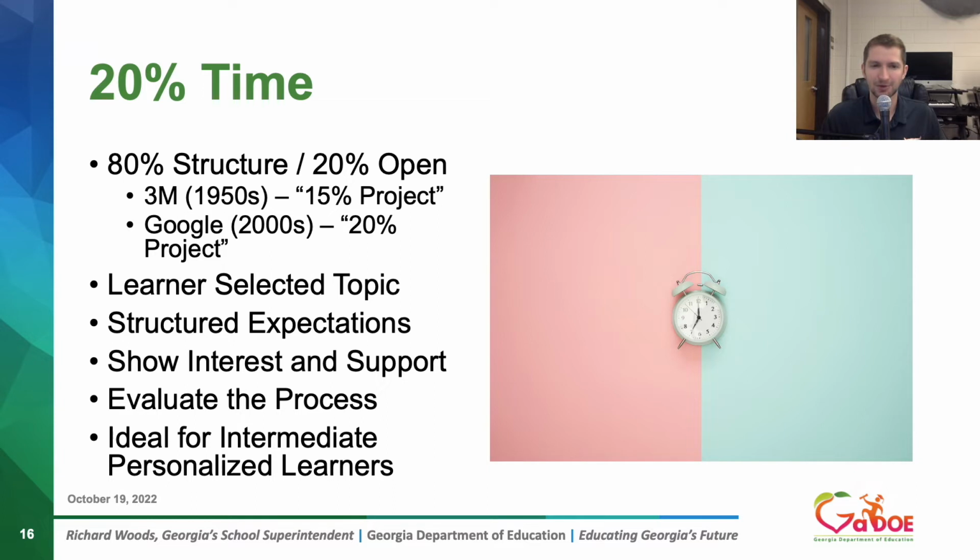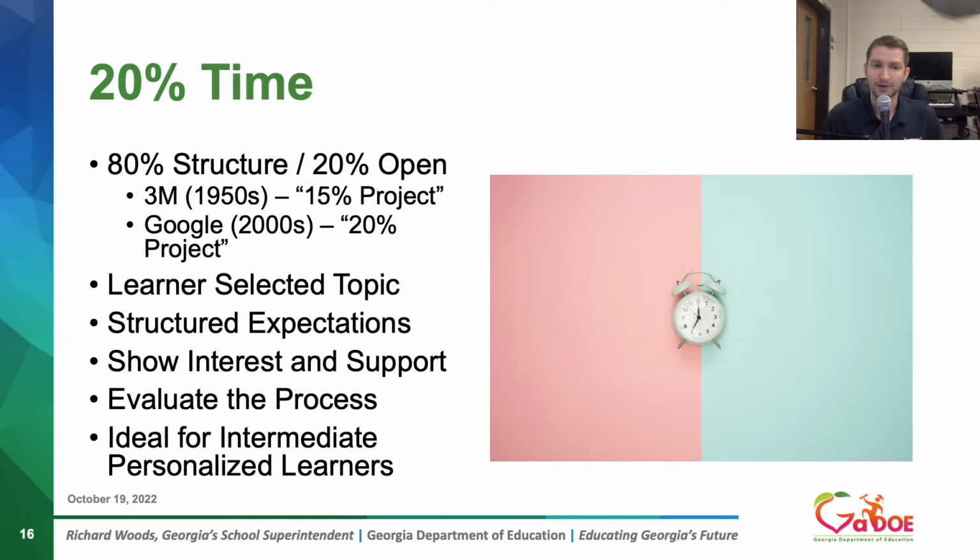This is typically attributed to Google as 20% time, but it actually started back in the 1950s with 3M. And from their 15% project time came out Post-its and masking tape. So they basically told their people, hey, come up with new products that we could sell. And Post-it notes and masking tape came out of that.